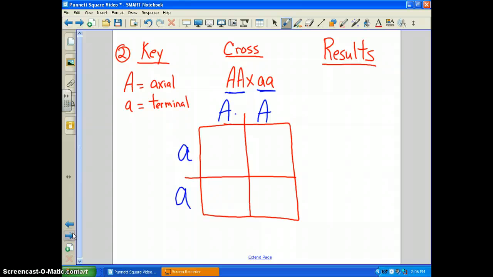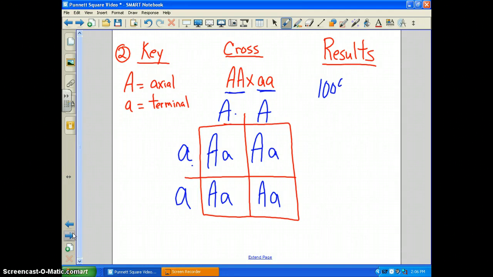Then you're going to cross axial with terminal. You're going to wind up with a hybrid. Axial with terminal, you wind up with a hybrid. Axial with terminal, again, you wind up with a hybrid. Axial with terminal, again, a hybrid. 25, 25, 25, and 25 totals to 100%.